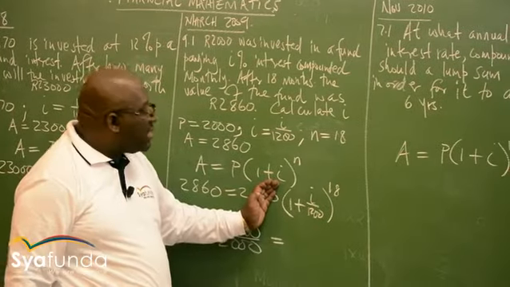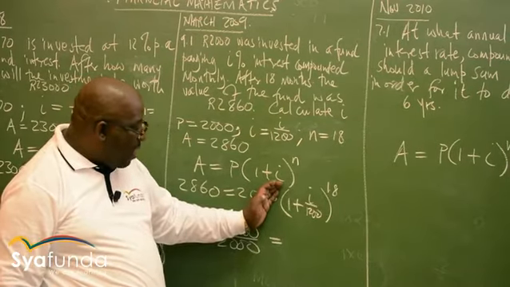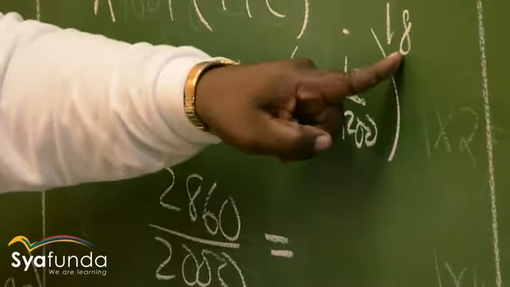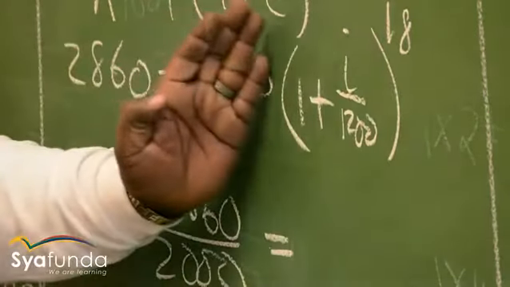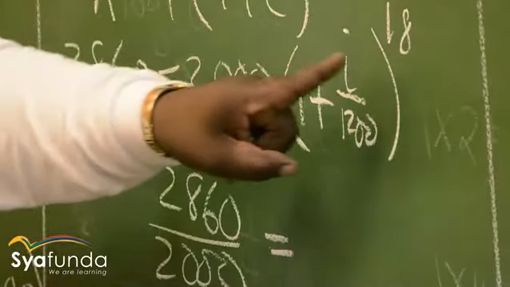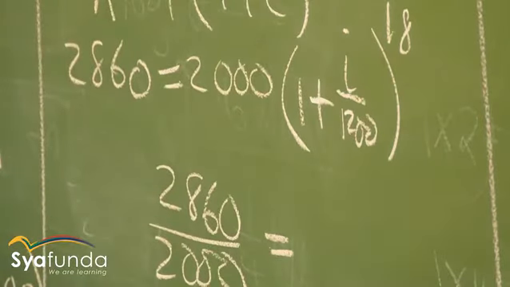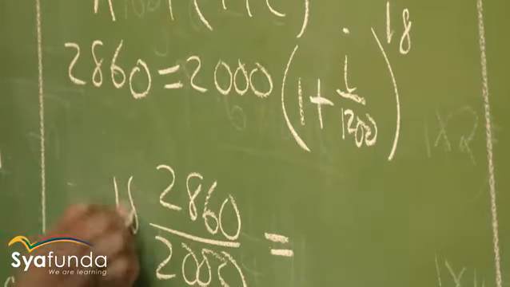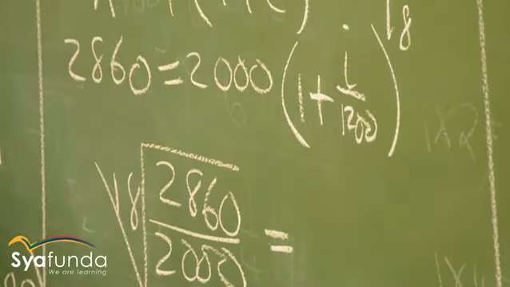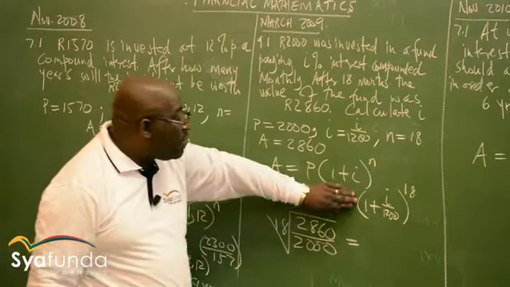What will be the next thing to remove from here? The next thing to remove from here will be this 18. How do I remove that exponential, that 18, which is the exponent in this particular case? I put the 18th root of it. When looking for the 18th root of it, I'll be getting rid of the 18. So you push it this side, the 18th root. So once I do this, I'm getting rid of the exponent, which is 18 in that particular case. In other words, this is gone, and this is gone.